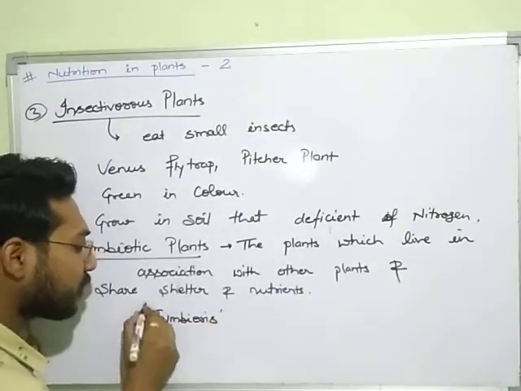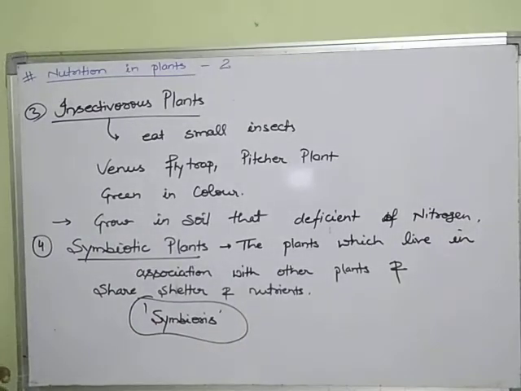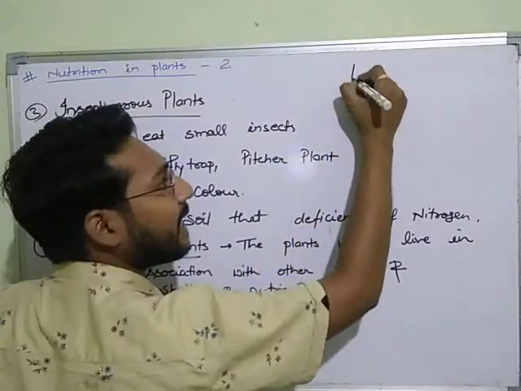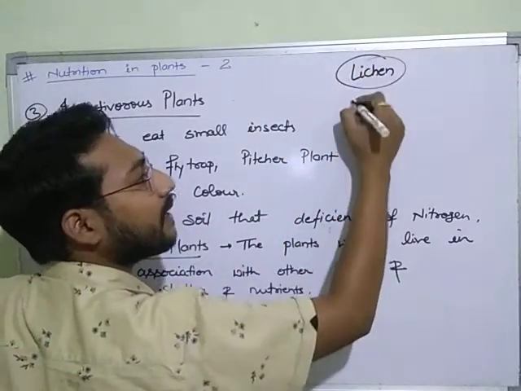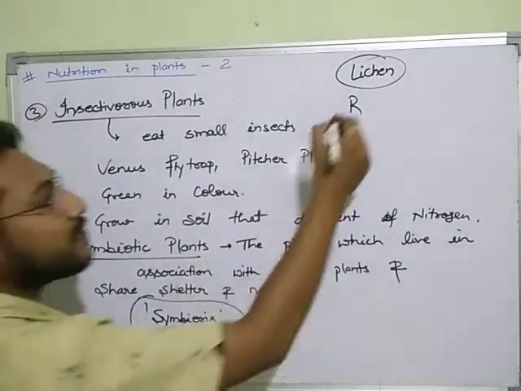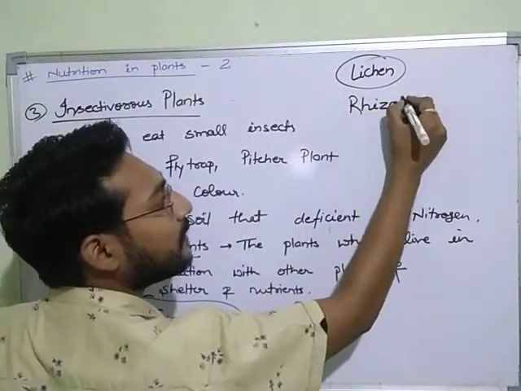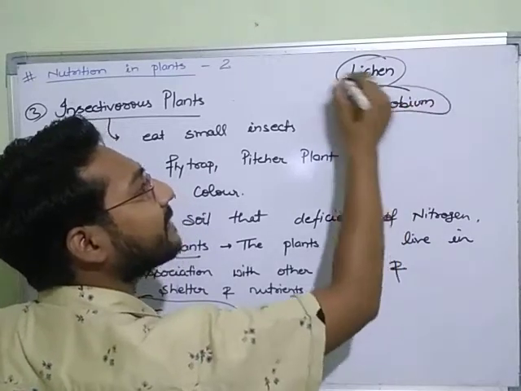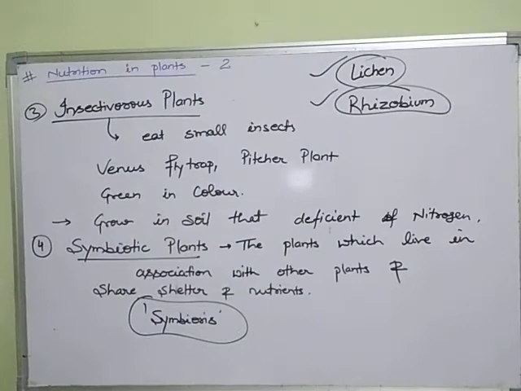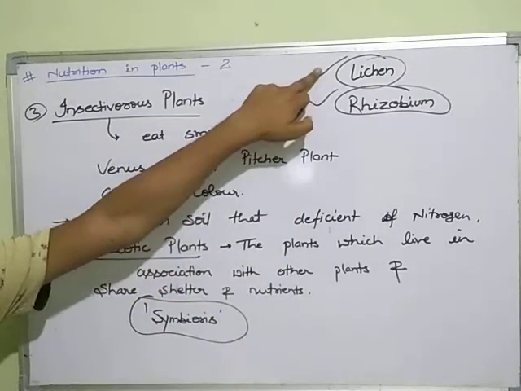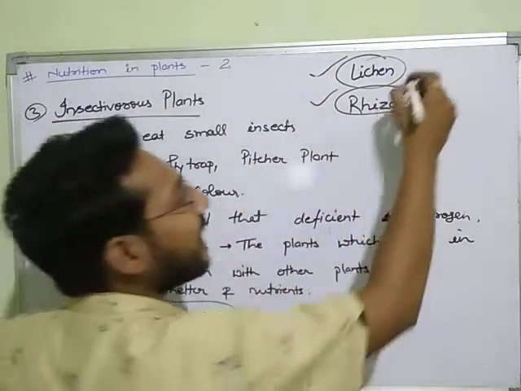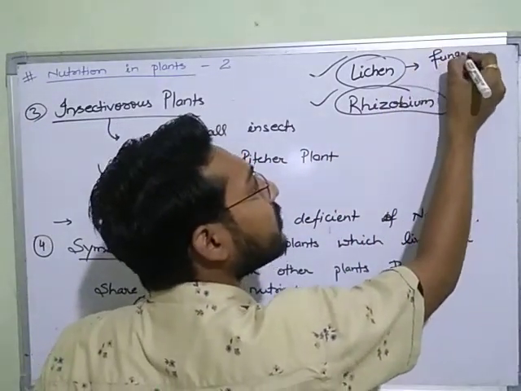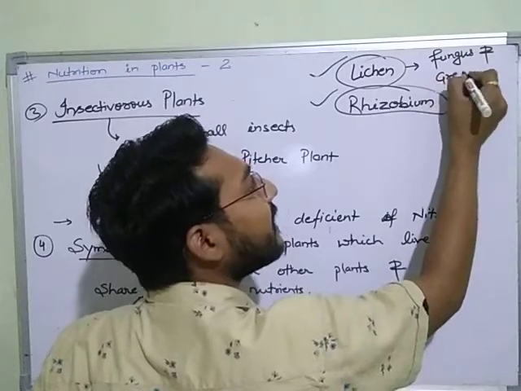So what is symbiosis? Symbiosis is the relationship between two plants where they depend on mutual benefit from each other. Now what are the examples of symbiotic plants? Lichen and rhizobium are the two examples of symbiotic plants. Lichens are the combination of fungus and green algae.